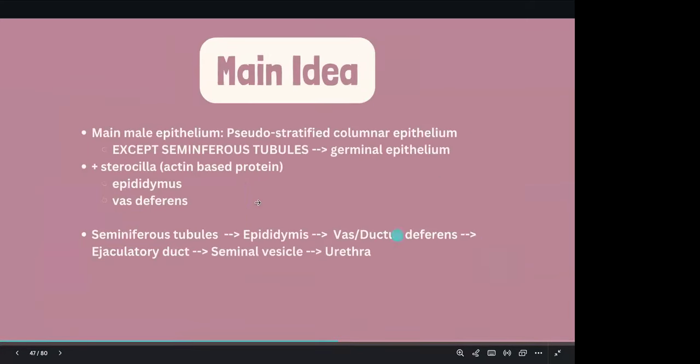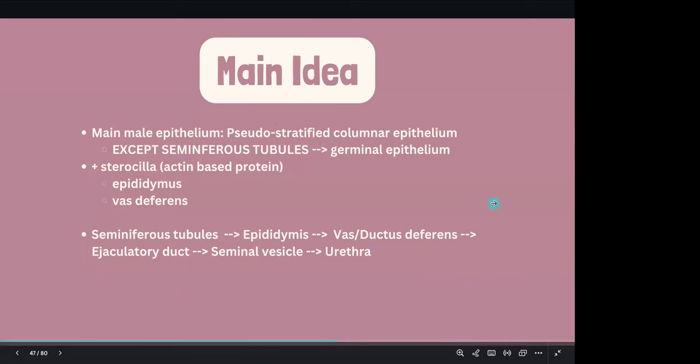So the main idea of the male reproductive system and histology is that all of them are pseudostratified columnar epithelium, except for two things, the epididymis and the vas deferens, which become a continuation of each other towards the end. They have pseudostratified columnar epithelium plus the stereocilia. And the seminiferous tubules have germinal epithelium, which is columnar epithelium, because they're lined by Sertoli cells. Okay, so it moves: seminiferous tubules, epididymis, vas deferens, ejaculatory duct, seminal vesicles, urethra.